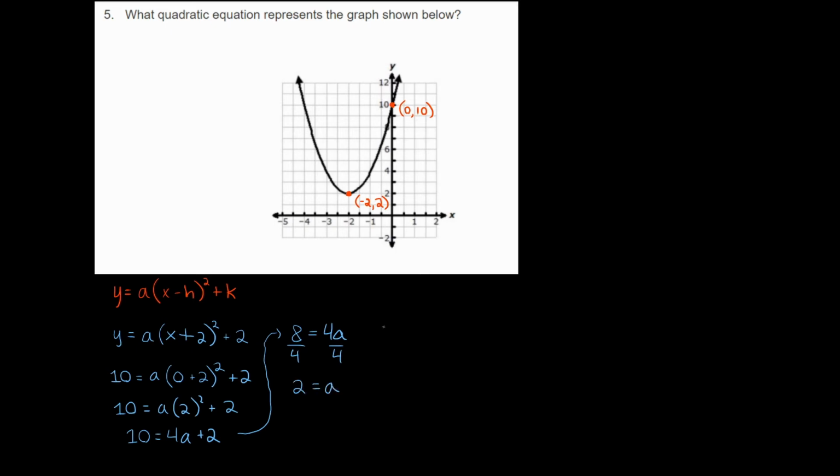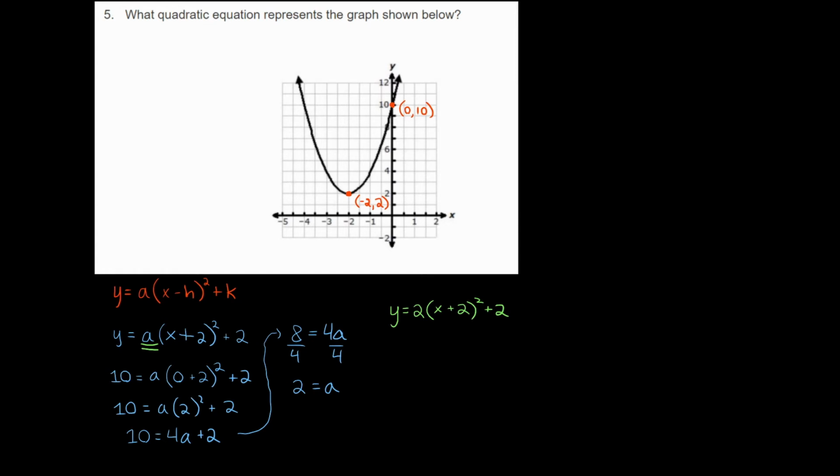So if I wanted to write my equation, this is going to be the equation. Y equals a, which we just found is equal to 2, times (x plus 2) squared plus 2. I just plugged my a in right here. Everything else is the same, okay?